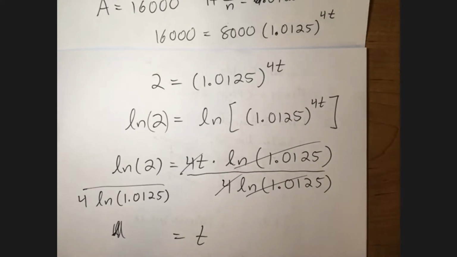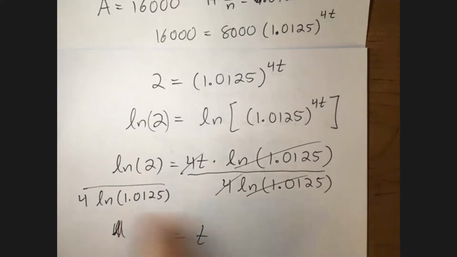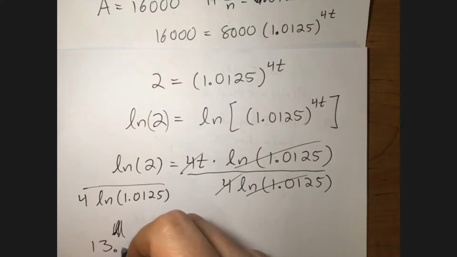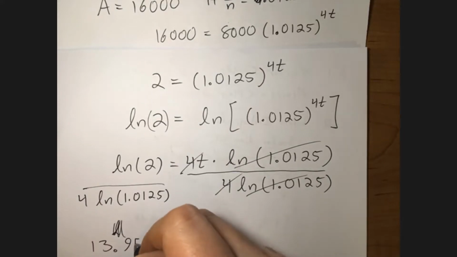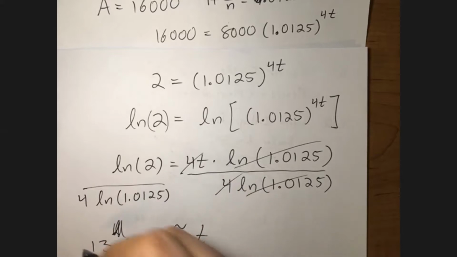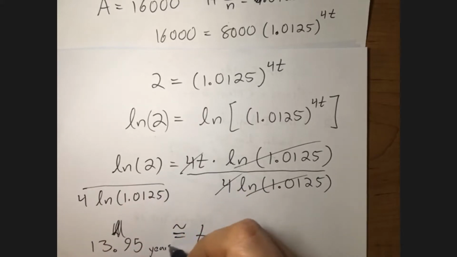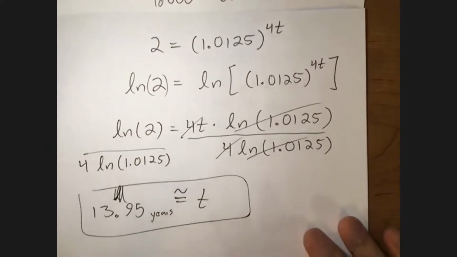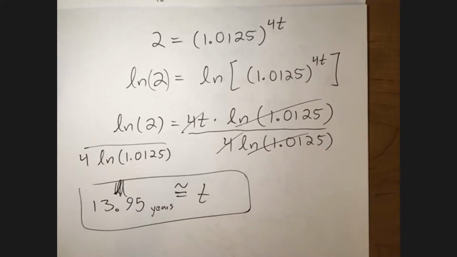So at 5% interest compounded quarterly, how many years would you have to wait for your money to double? Well, I put this into my calculator, and here's what I got. It's not as bad as I thought, 13.95 approximately years. I'm rounding, so I'm going to put an approximate. So about 14 years you're going to have to wait. I thought it was going to be more than that.